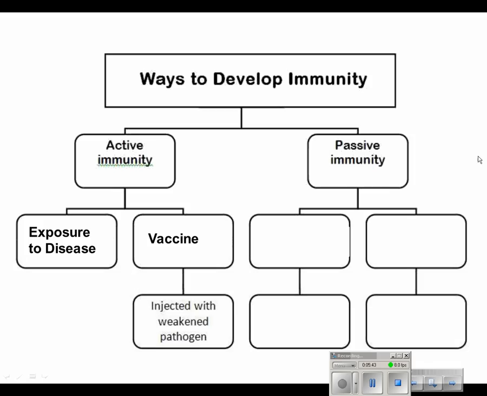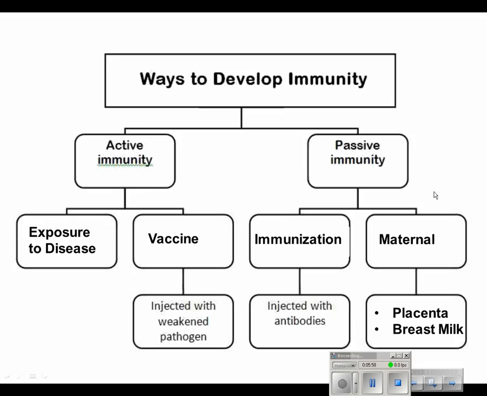The other way to develop immunity is passive immunity. It's just passed along to you. With immunizations, we're actually given the antibodies. So instead of a vaccine where it's the pathogen, in an immunization you actually get the antibodies. Or maternal, you may get it through the placenta from your mother while you are still in the uterus, or through the breast milk. Actually, antibodies can be passed from mother to child.